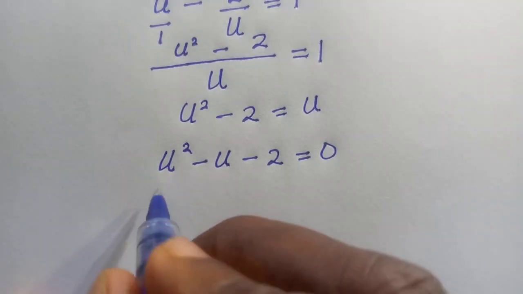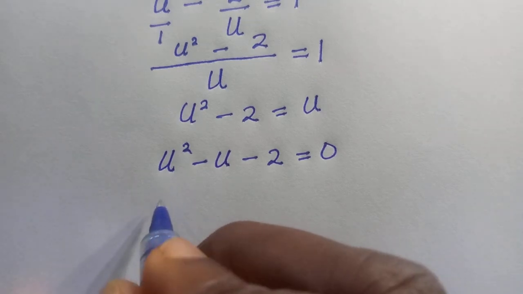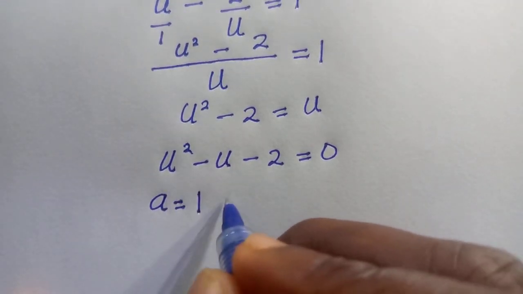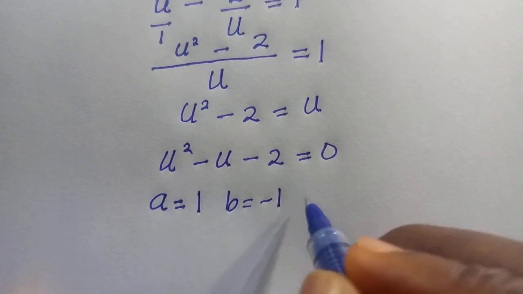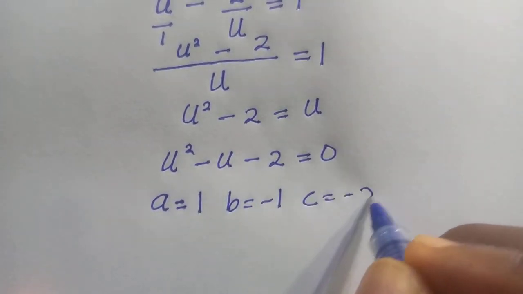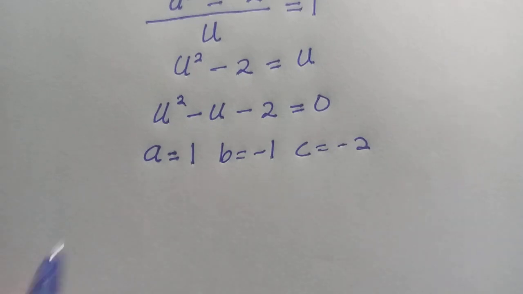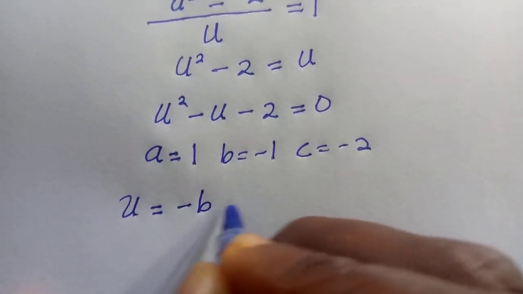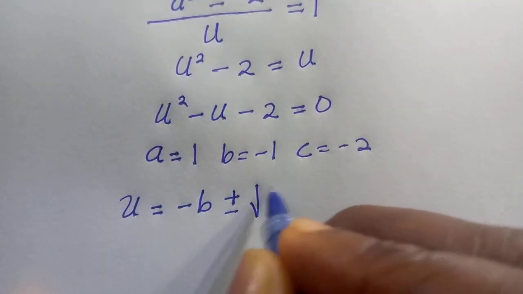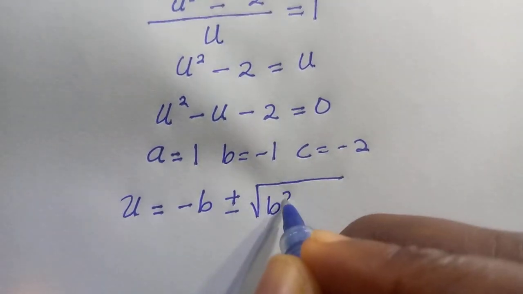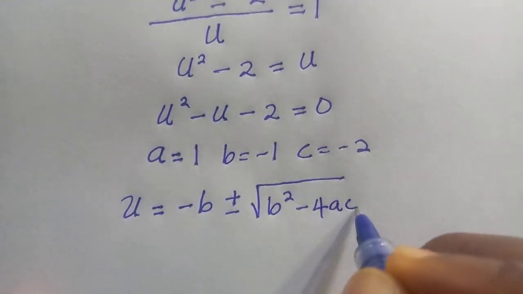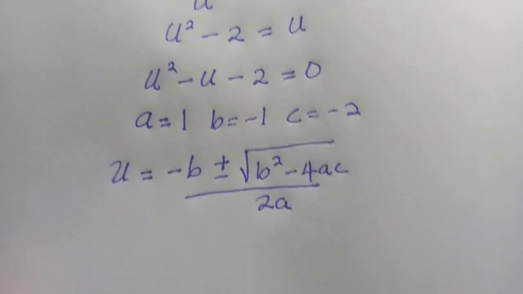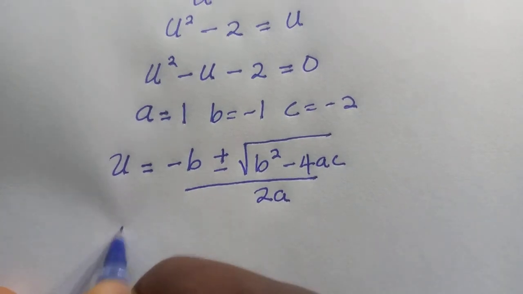So here we are going to consider the quadratic formula, and we get our parameters, which is a equals 1, coefficient of u squared, b is minus 1, coefficient of u, and c is our constant value, which is minus 2. By considering that formula, we are going to have u equals minus b plus or minus the square root of b squared minus 4ac, divided by 2a. So we plug in these values in this formula to get the value of u.